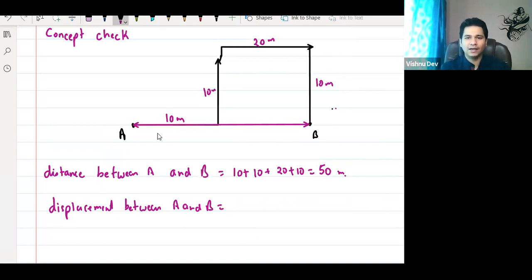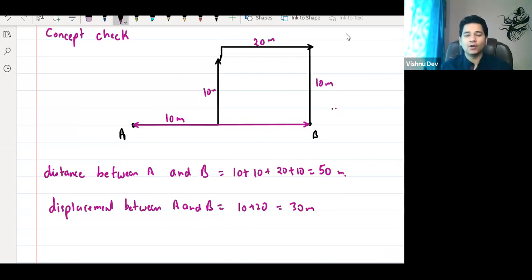So it is what? It is 10 plus 20, which is equal to 30 meter. Everyone got this? Ayana, tell me. So whenever you're asked what is displacement, just connect the initial point and final point by a straight line. Simple. And calculate. Yes, 30 meters is the displacement.